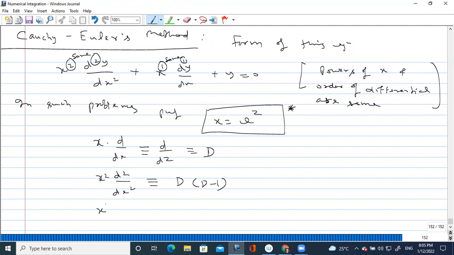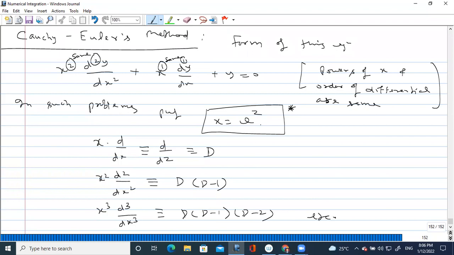If there is x cube up to there, it means a lengthy problem is there. So x cube d cube y by dx cube will be analogous to D into D minus 1 into D minus 2, and so on. Next, x to the power 4 d4y by dx4 will be D into D minus 1 into D minus 2 into D minus 3. Like this it will keep going. So these are the two rules you have to follow here.